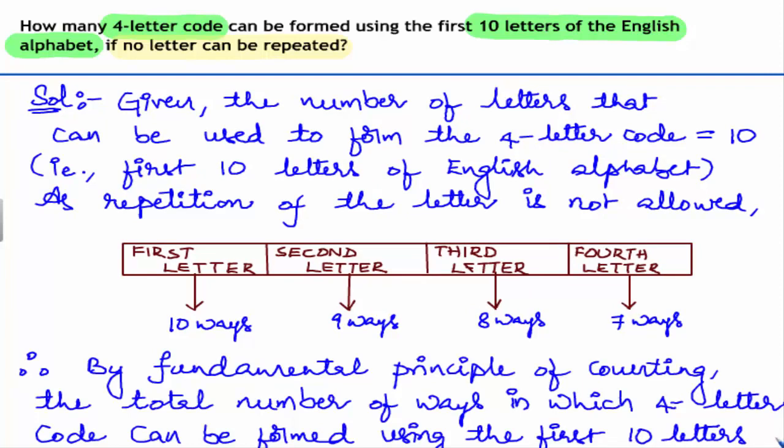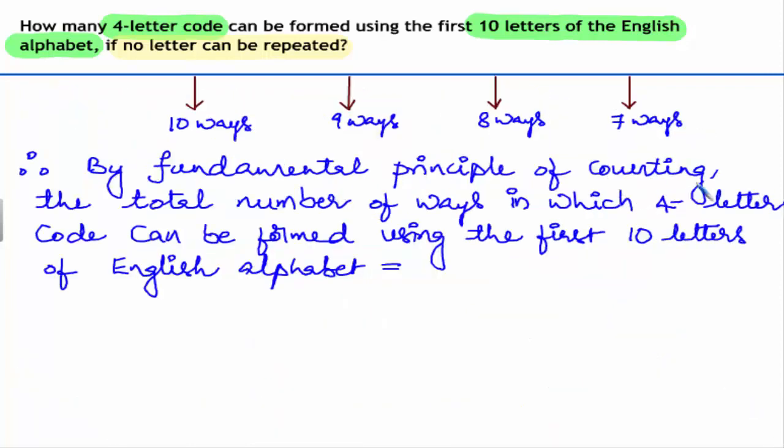Therefore, by fundamental principle of counting or by multiplication principle, the total number of ways in which the 4-letter code can be formed using the first 10 letters of English alphabet is equal to 10 into 9 into 8 into 7. So on multiplication, this gives us 5040.